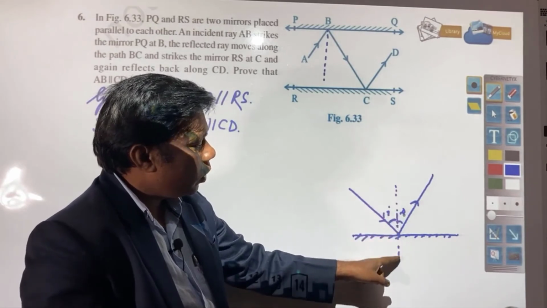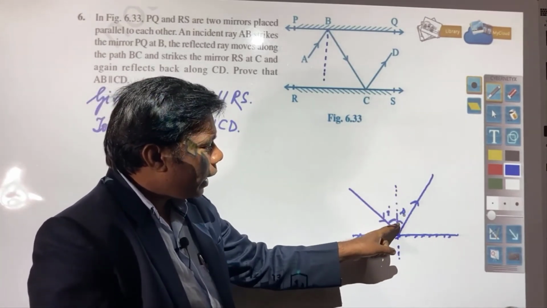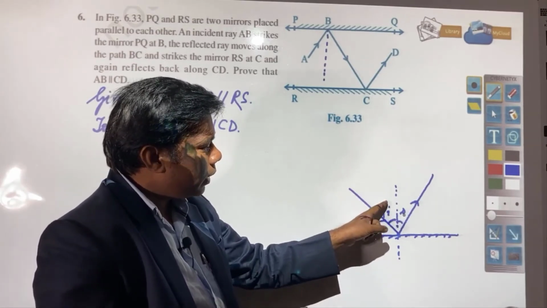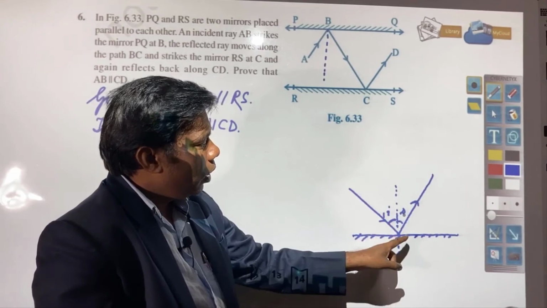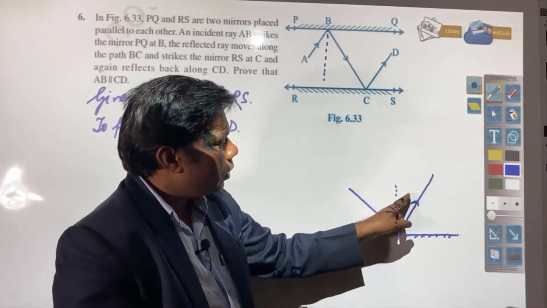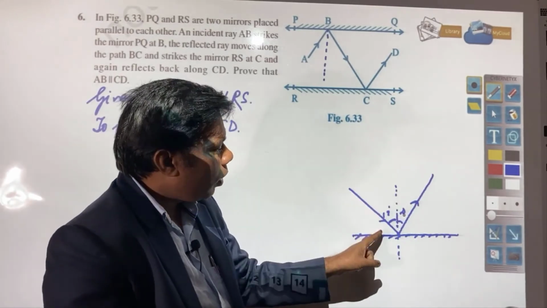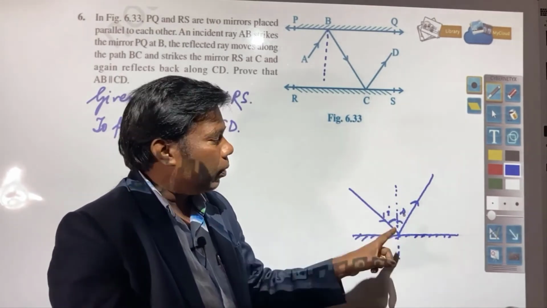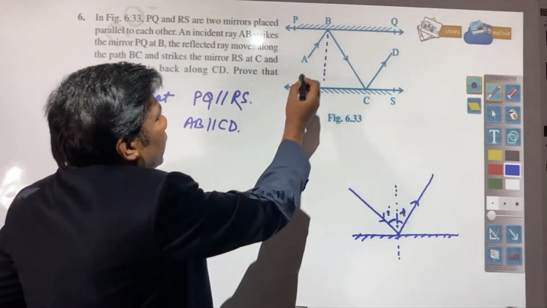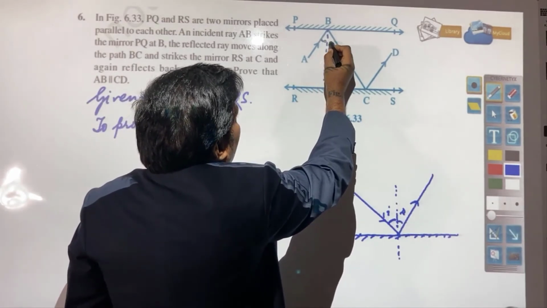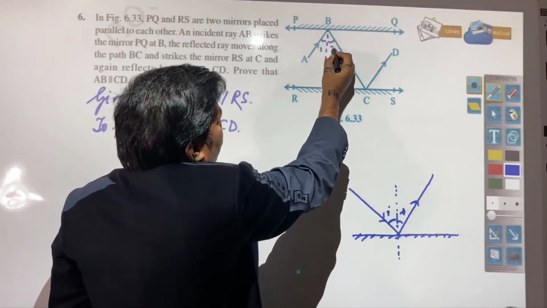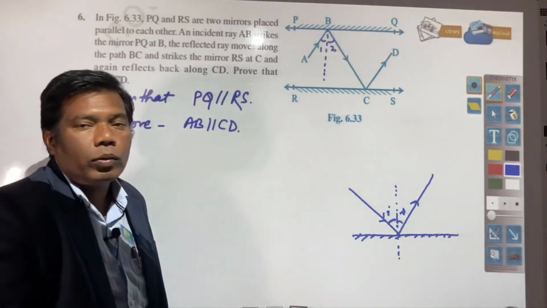With the normal and the incident ray, the angle it makes is called the angle of incidence. With the normal and the reflected ray, the angle formed is called the angle of reflection. And always I is equal to R. So this angle will be equal to this one. Suppose this angle is 1 and this is 2. So angle 1 will be equal to angle 2.